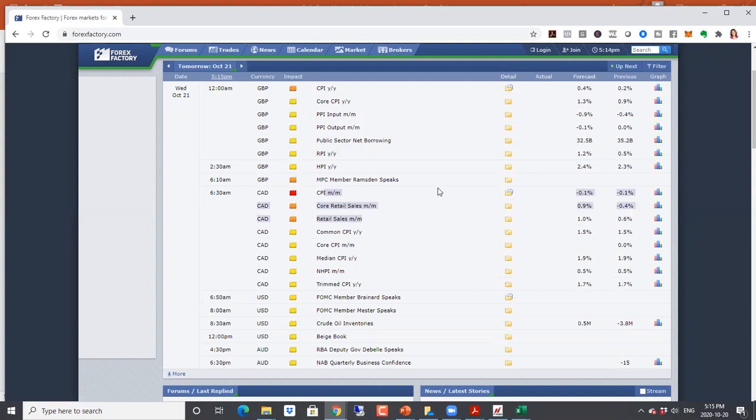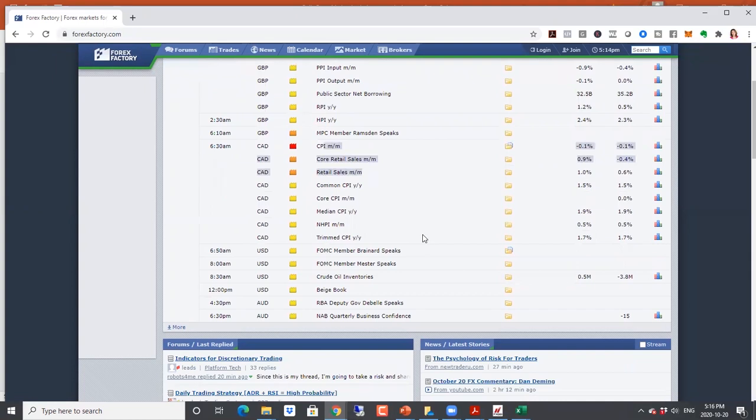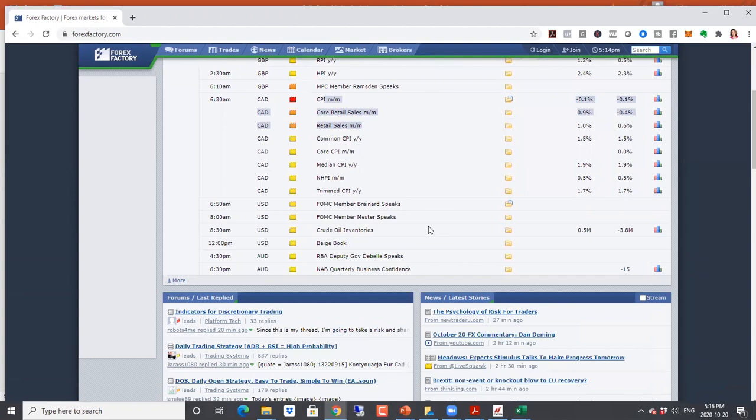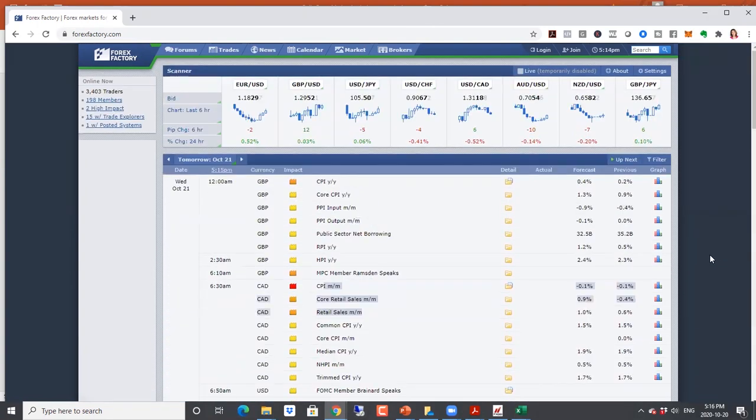What we're looking at here is if the retail sales numbers are positive, that would be good for the Canadian dollar. Otherwise, that means that the economy is not doing as well. So any sort of negative numbers, or numbers that come in below expectations, would be negative for the Canadian dollar. Other than that, we have some FOMC members speaking, but that's it in terms of important data. So let's go on to our charts now.